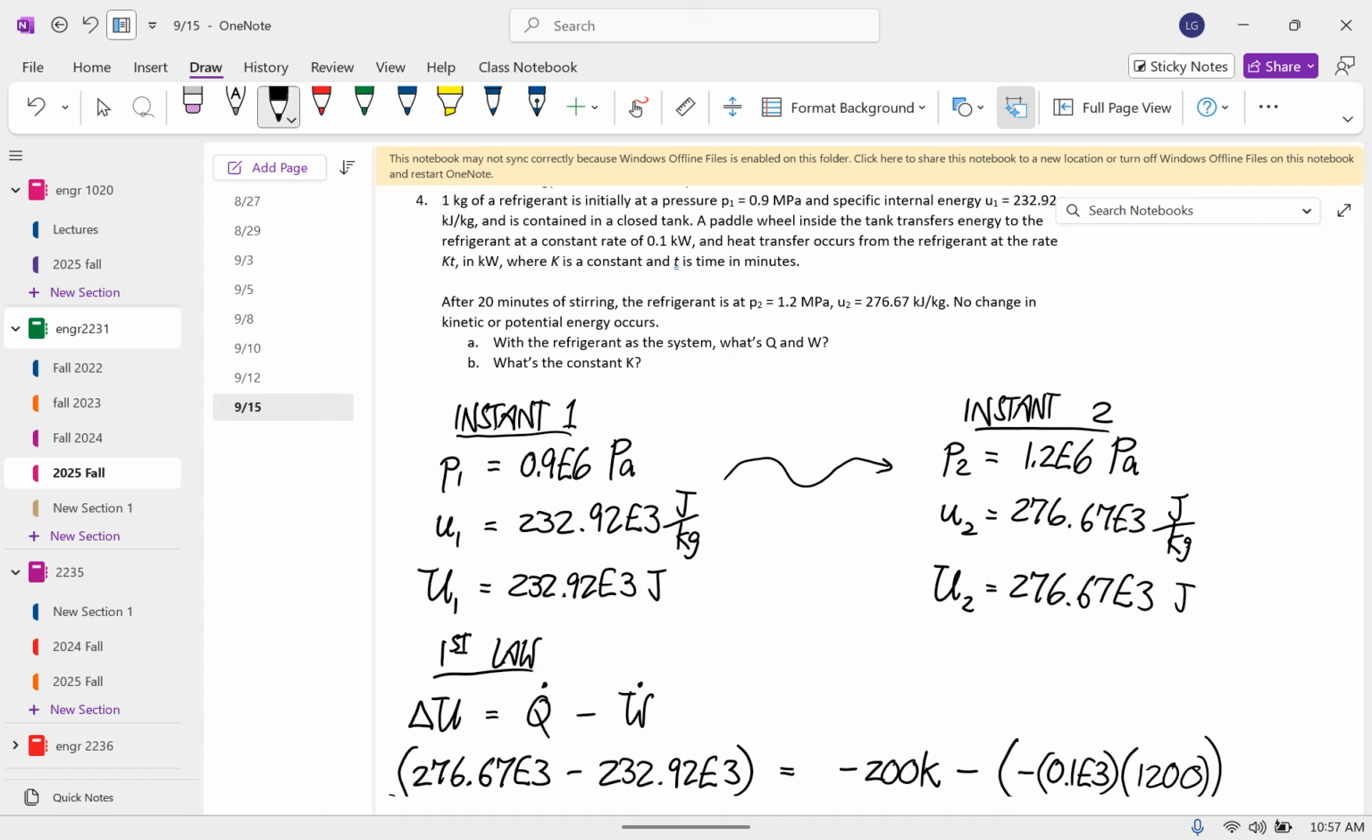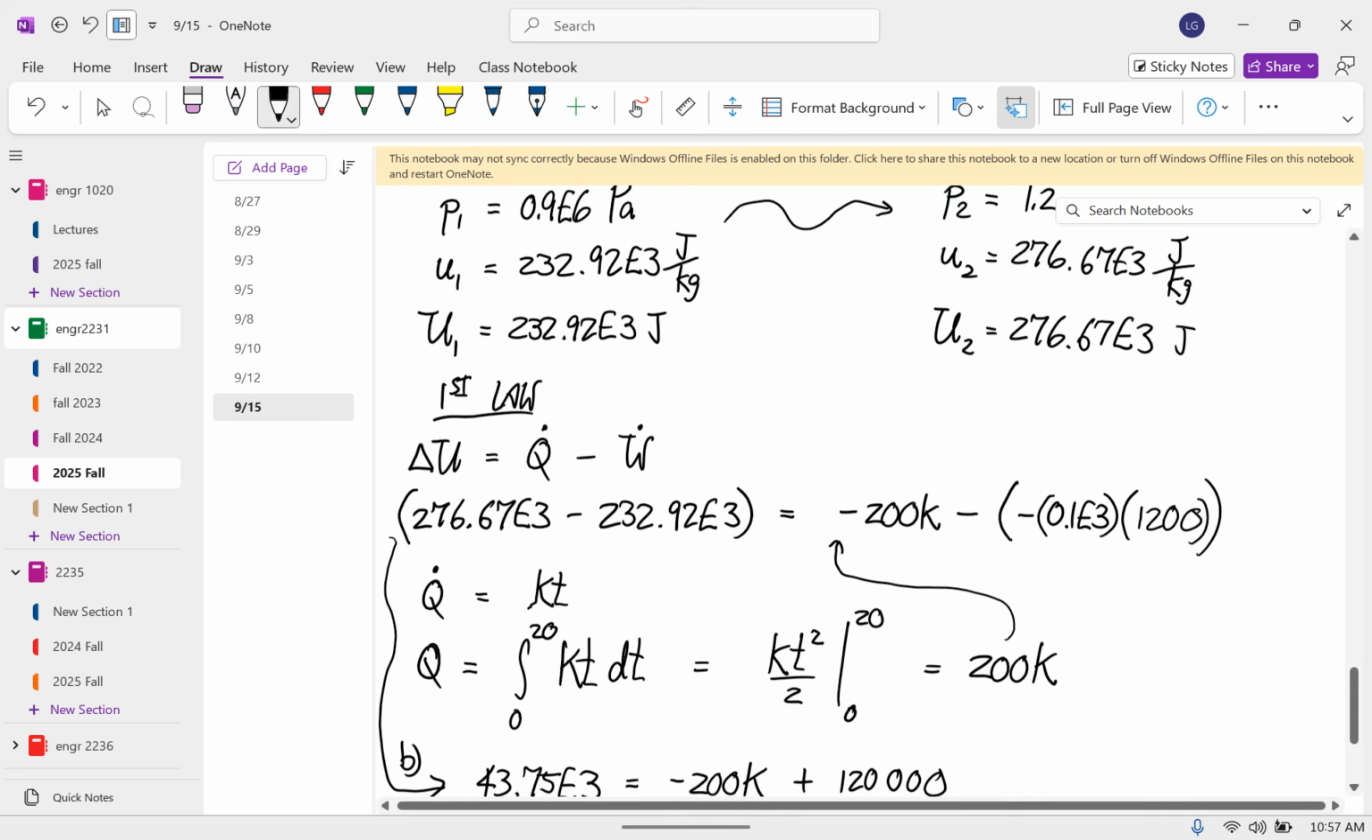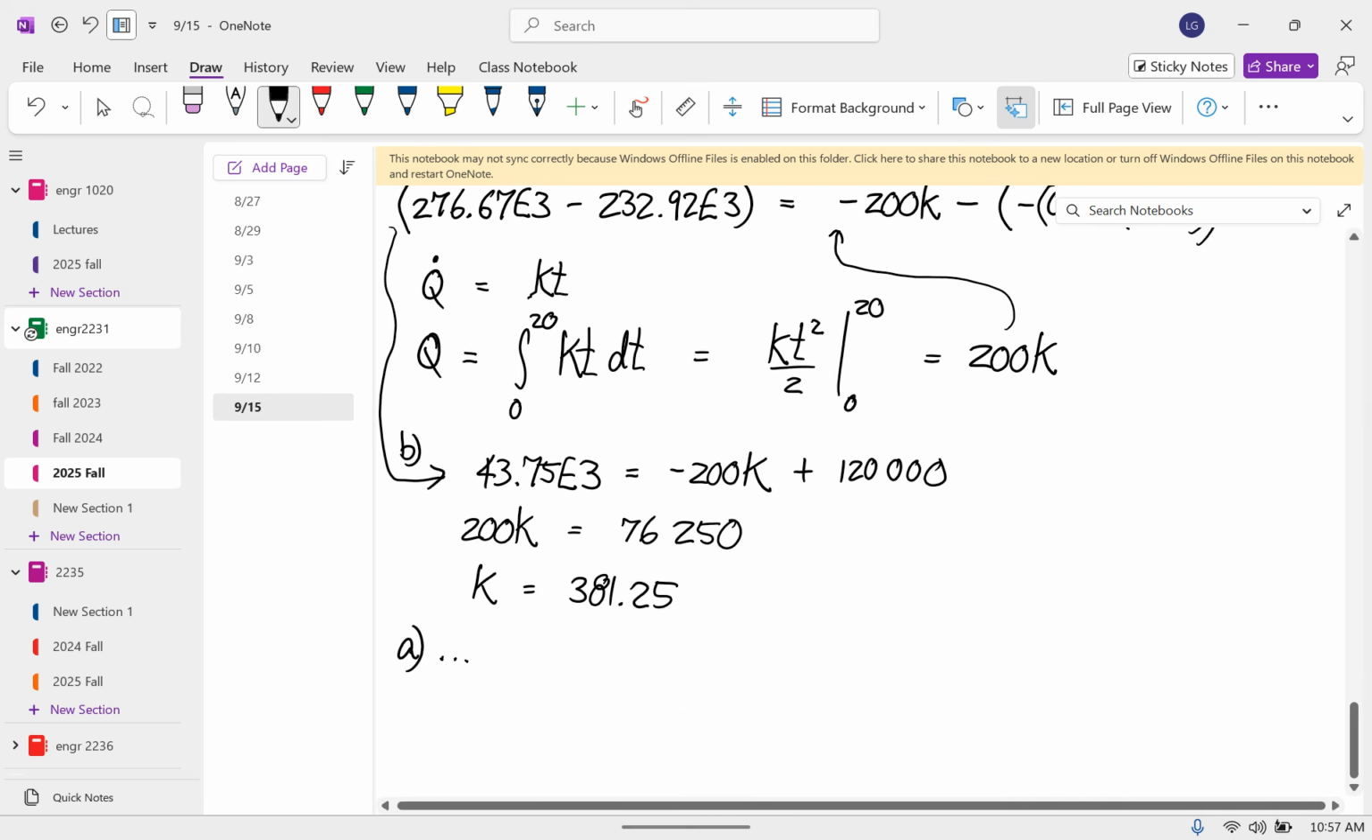Question? Yeah. What was the 1200? What was that from? That was 20 minutes, but in seconds, because that rate of work was given in terms of watts, kilowatts, and so I needed those time units to be the same. Professor, so Q is the change from the KT and W is from the paddle wheel? Right. And K is 381, or how many significant figures do you want us? I don't care about significant figures. Thank you. Sure. Yes.